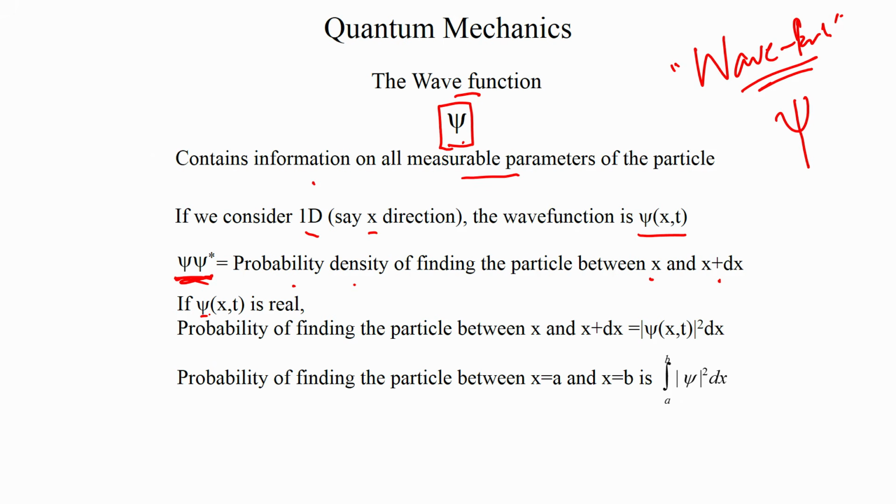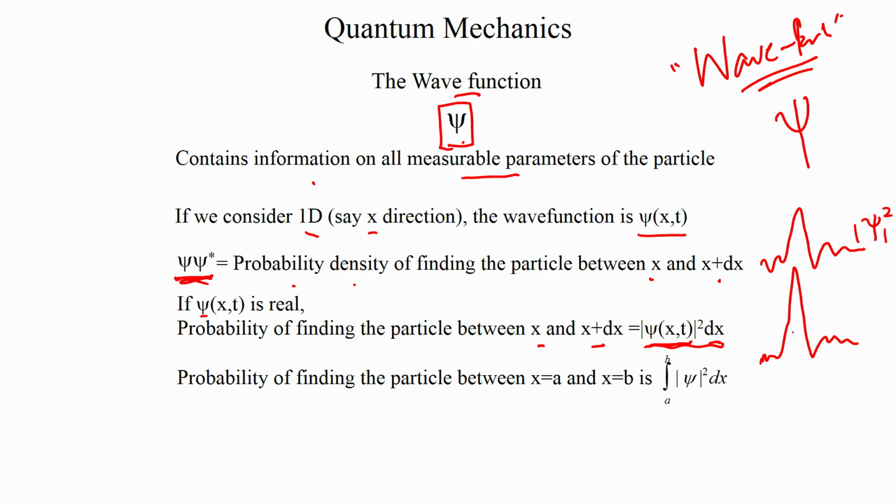If psi is a real number, then this is simply psi square, and therefore the probability of finding the particle between x and x plus dx is psi square dx, because psi square is my probability density, and psi square dx is the total probability of finding the particle between x and x plus dx. So what is this saying? If I have a wave function that looks like this, for example, if this is my psi of x, then I can take the magnitude of psi and take the square of it. So let's say that does something like this.